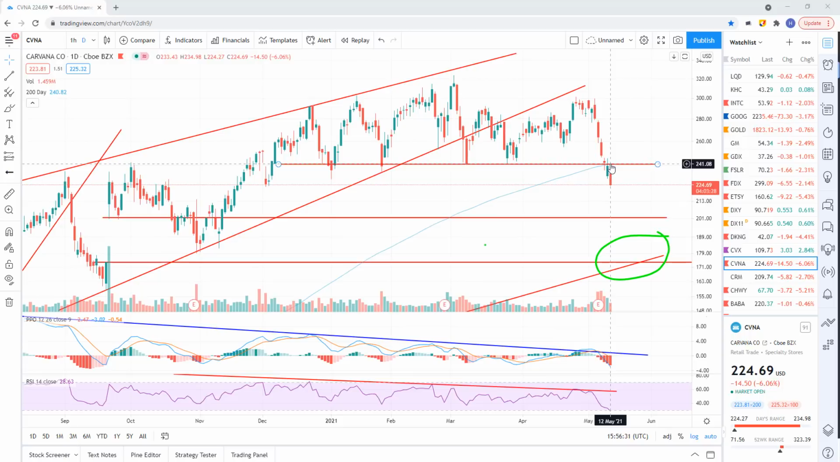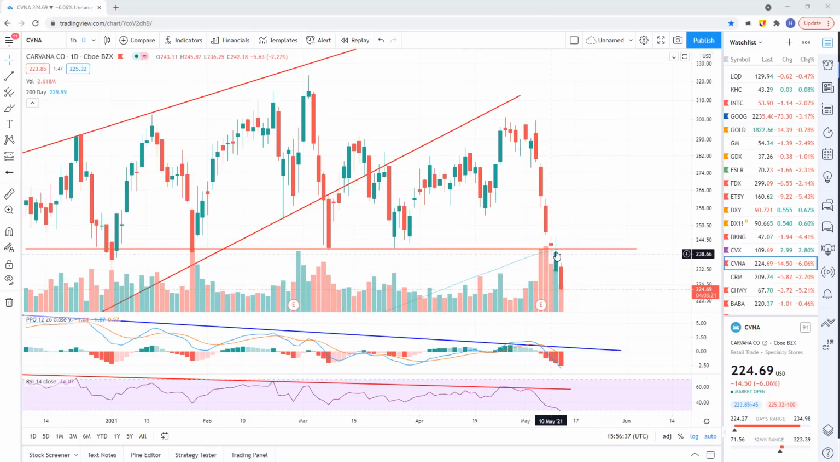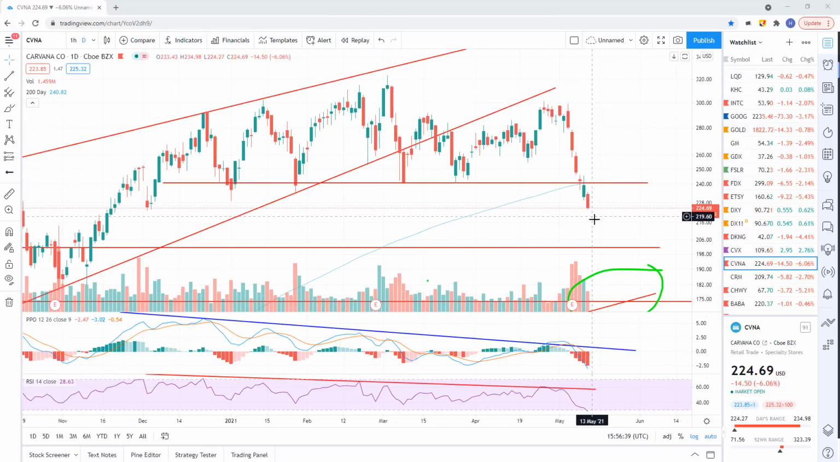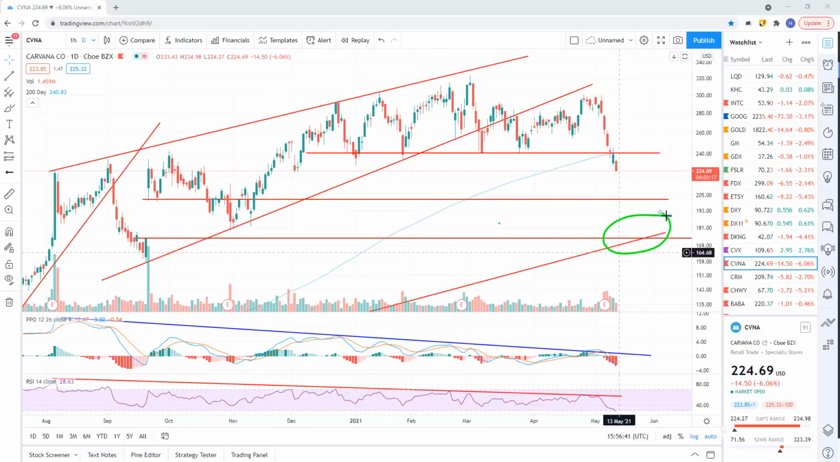It's starting to downtrend. We just broke a major level of support and the 200-day moving average at 241. You can see it came in right there, and I think that's all she wrote. Carvana's likely heading down to 175.